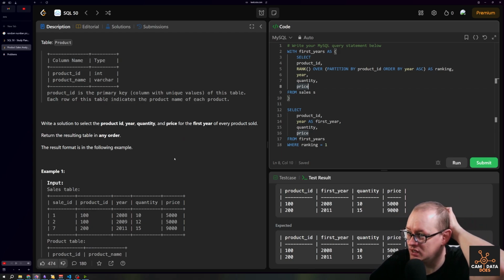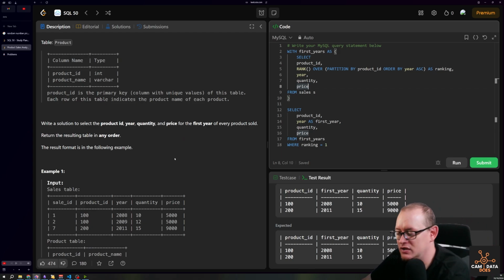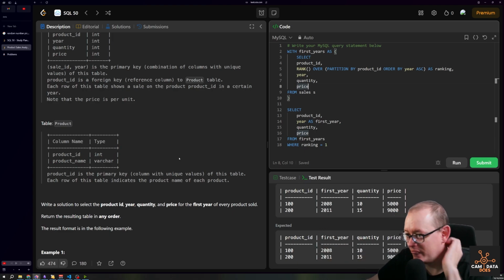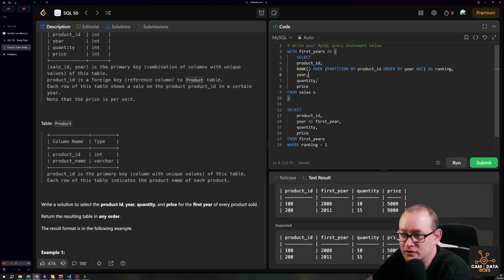Another indicator that you need a Windows function is when you need something like top 3 by department, or first year, or last 2, or something like that, where the verbiage sounds like you need to segregate and get a specific amount of things by another thing. Then you're probably going to want to do a Windows function there.